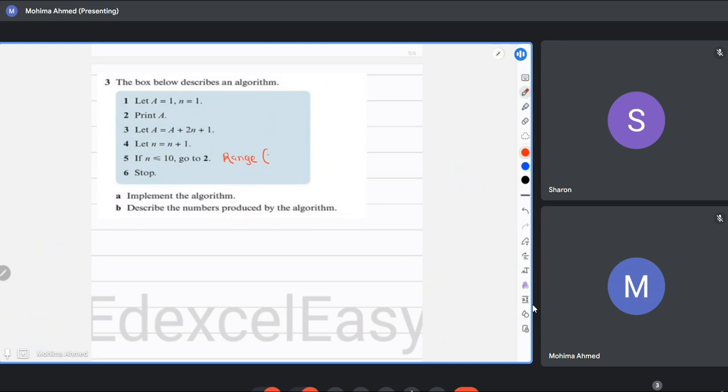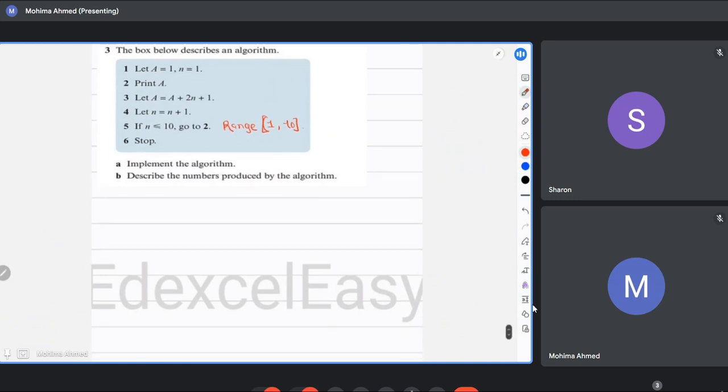Range is 1 and 10. Okay, this is your range over here. And then we can obviously start with the algorithm. We have a and n over here, right? And then again, there is a print function also because we are printing a every time. So this is a print function. So we will have 3 columns over here for a, n, and the print function.